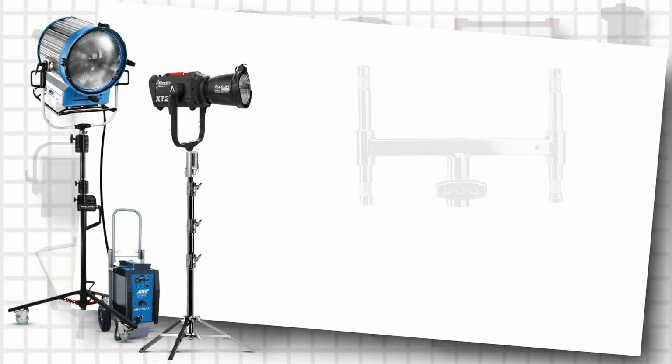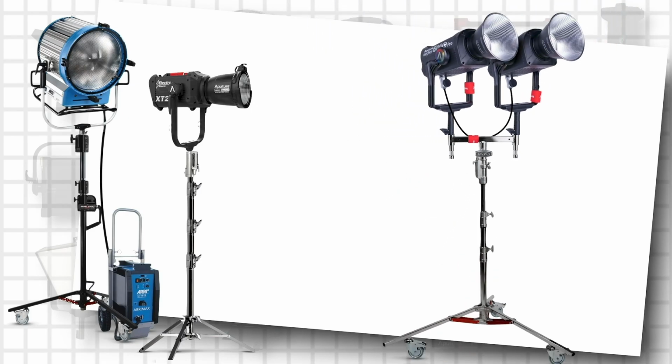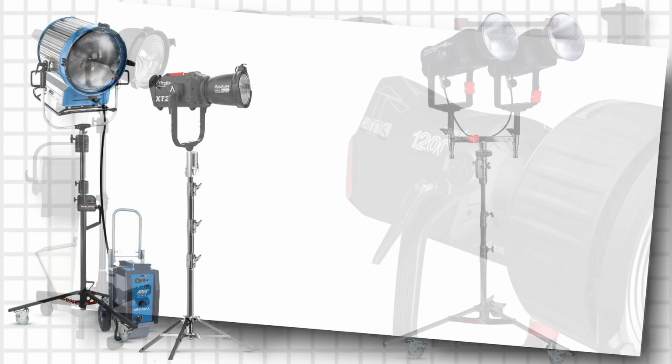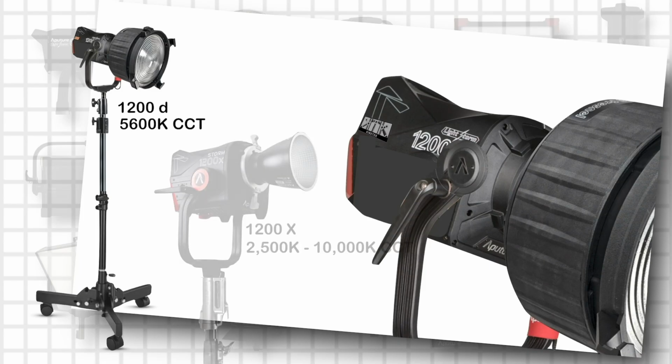To overcome this, you can use a double header on your light stand to mount two lights together, doubling the brightness. But this will no longer be a single point source, and it will cast a double shadow. This Lightstorm head is called a 1200D. The 1200 is the amount of watts the head will use. The D is for daylight, indicating this light is single color, rated at 5600 Kelvin.